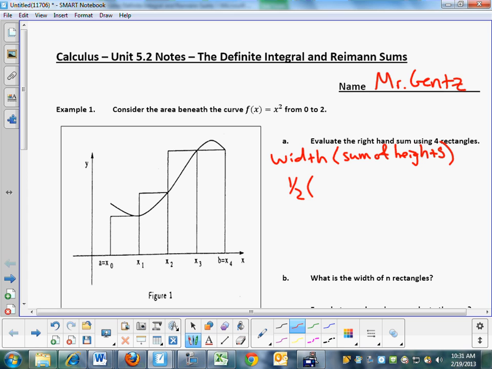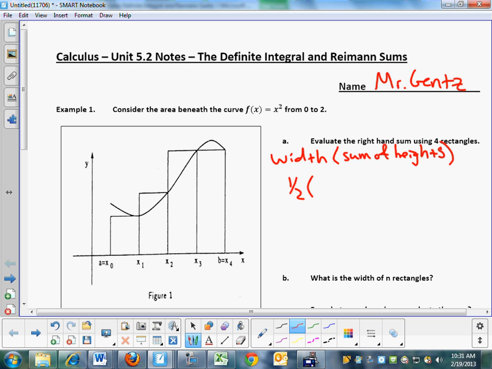Now, for the right-hand sum, as I look at this first region, if I want to look at the right-hand side of it, am I going to evaluate it at 0 or 1/2? I evaluate it at 1/2. So that's my height, whatever 1/2 plugged in there is. Then I will evaluate it at 1, then at 3/2, and then at 2. And what I need to do is figure out those heights.